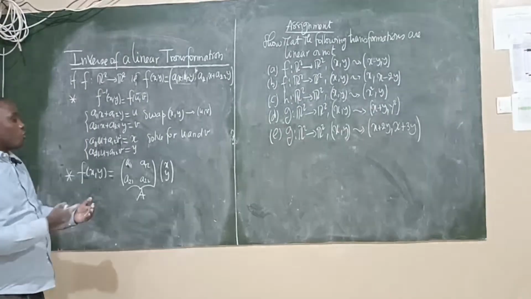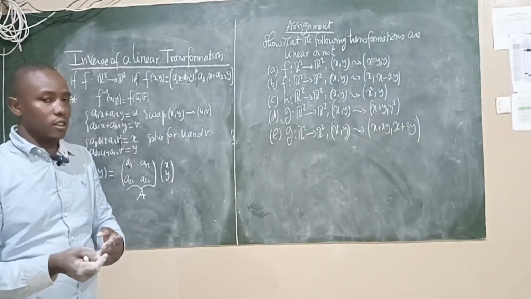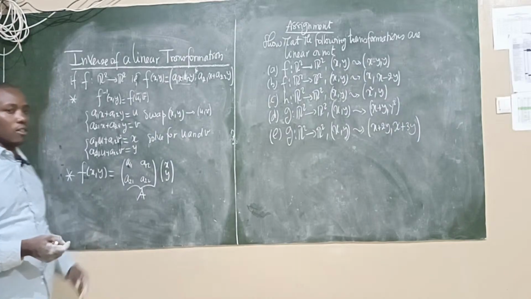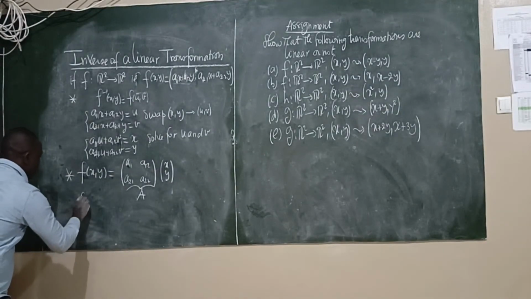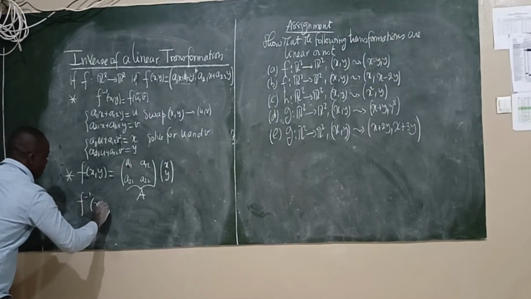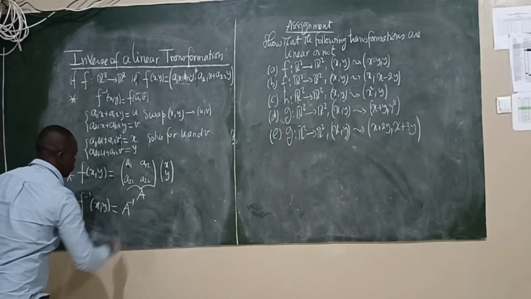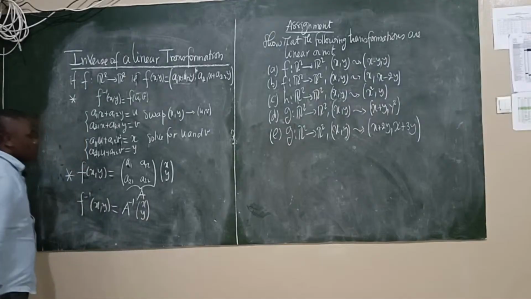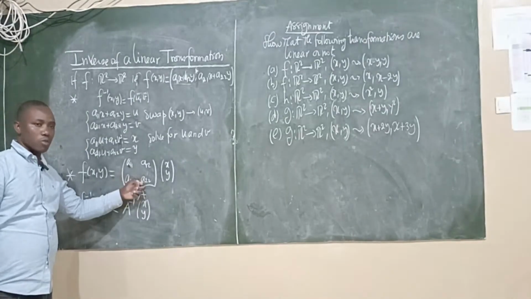You know how to find the inverse of a 2 by 2 matrix. Now, the inverse of the linear transformation of xy will be given by the inverse of this matrix A times xy. What we do is to find the inverse of this matrix, guys.